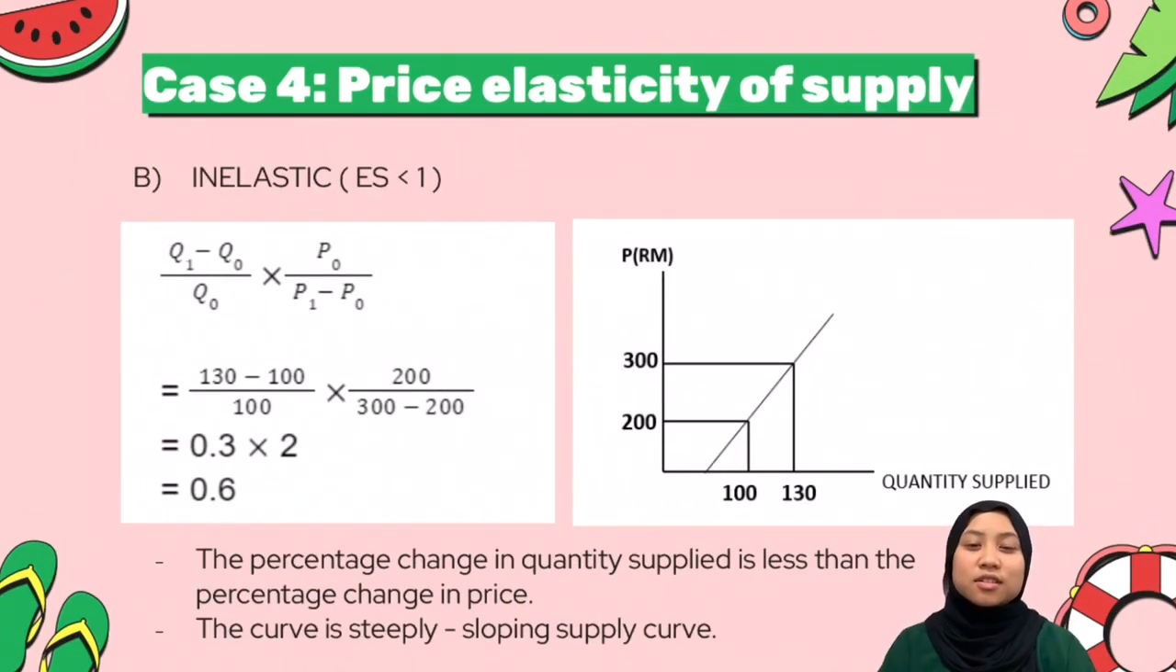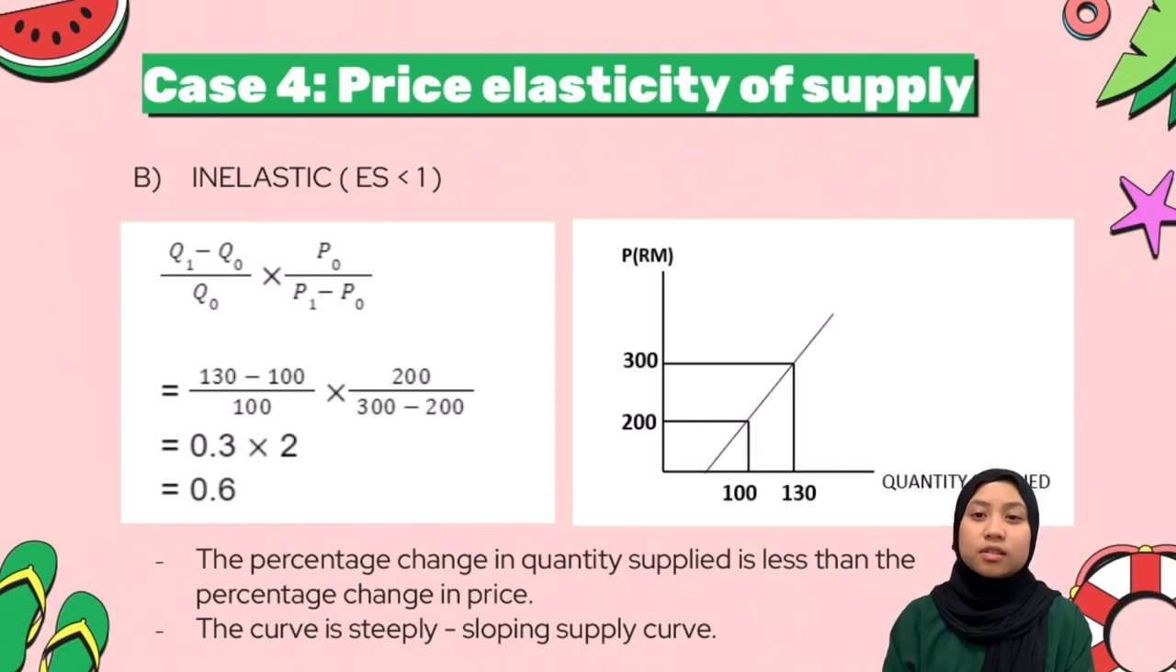Next, we are going to calculate the price elasticity of supply for question B. We also use the same formula, which is the change in quantity supplied relative to the change in price. The final value we got is 0.6. As we know, 0.6 is less than 1 and it makes it inelastic. The percentage change in quantity supplied is less than the percentage change in price. The curve is a steeply sloping supply curve.